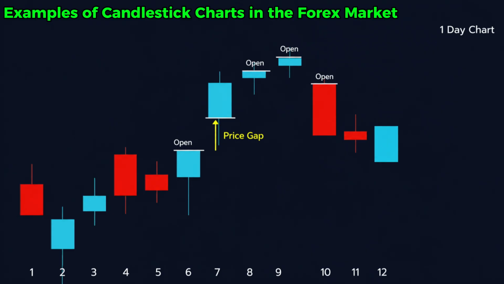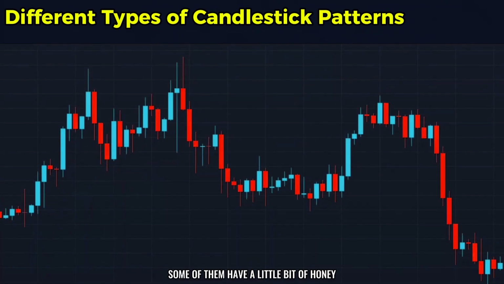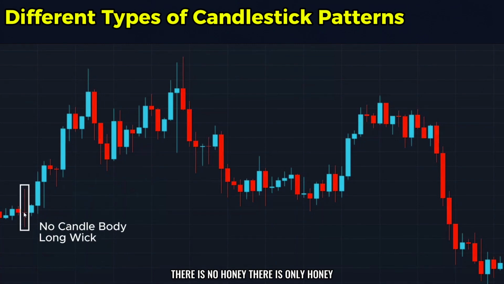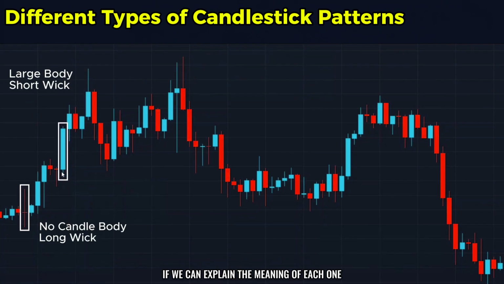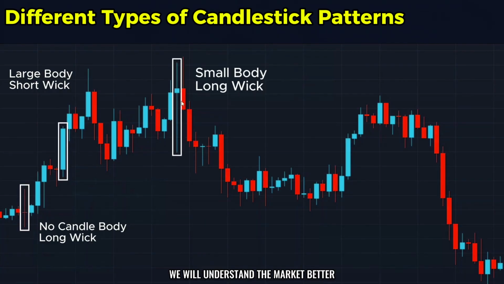Now, if we look at a lot of images, we will see that there are many types of candlestick graphs. Some of them are here. There is no wick, and there is a long candlestick. Some have a lot of wick. There are only a little bit of wick. Some of them have a little bit of wick, but the body is very long. And some of them, on the right side, there is no wick. There is only wick on the bottom. There is no wick on the top. Each one has its own meaning. If we can explain the meaning of each one, we will understand the market better. What does each candlestick tell us?